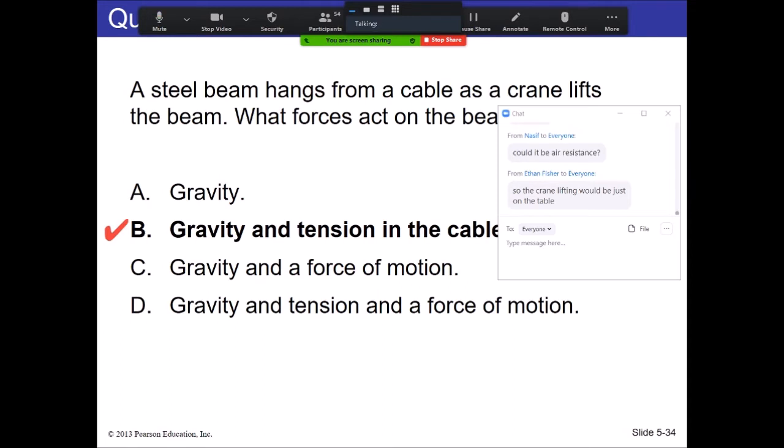What? Where's the table? I don't know where the table is. What do you mean by table? So there's a beam. There's gravity down and tension up. The only thing that touches the beam is the cable. So there can only be two forces. Oh, okay. So the crane lifting would just be on the cable. Yeah, you could analyze the cable. What forces are exerted on the cable? Three. Gravity, the beam, the crane.